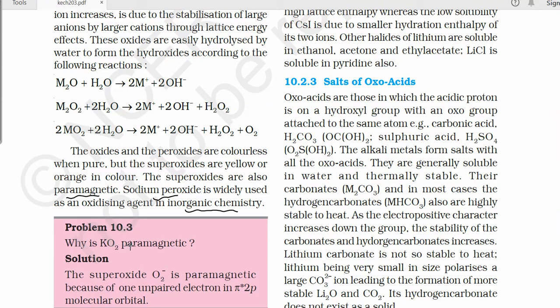Now, why is KO2 paramagnetic? In the superoxide, O2- is paramagnetic because of the presence of an unpaired electron in the pi antibonding 2p orbital of O2-. The paramagnetic property is transferred to the superoxides also, and hence KO2 is a paramagnetic compound.